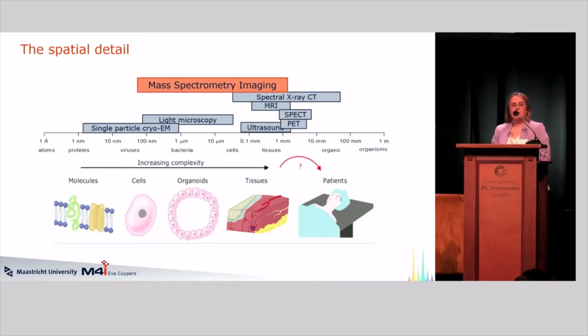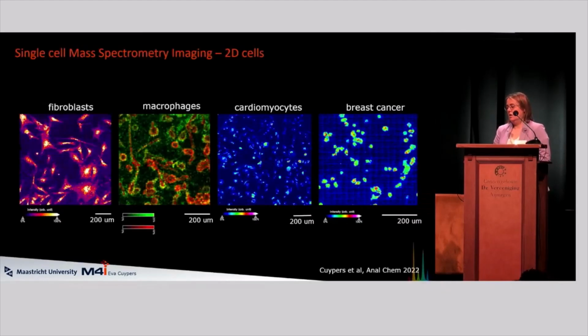Why does it also include 100 nanometer? The nanometer range is when you use an ion beam, so that's SIMS imaging. I will not include that in my talk today. We also do that in the lab, also on single cell level, but I will not include this data today. So I will mainly focus on the MALDI mass spectrometry imaging using the laser.